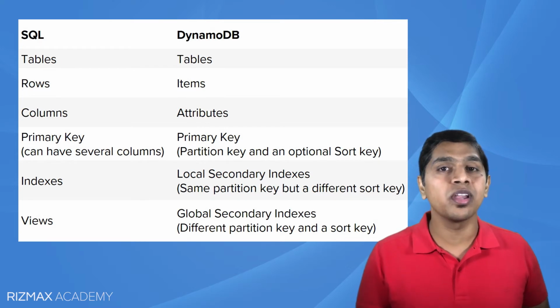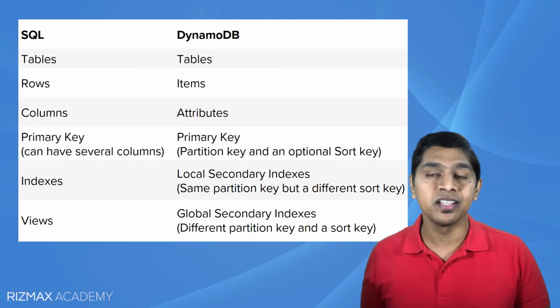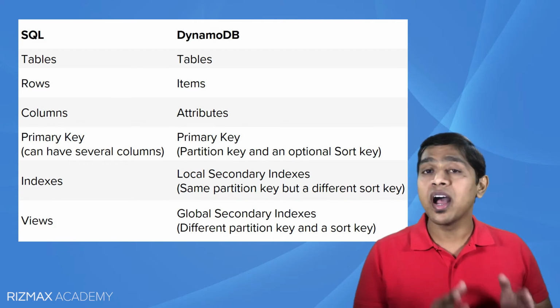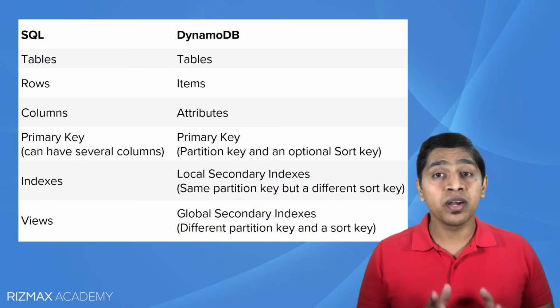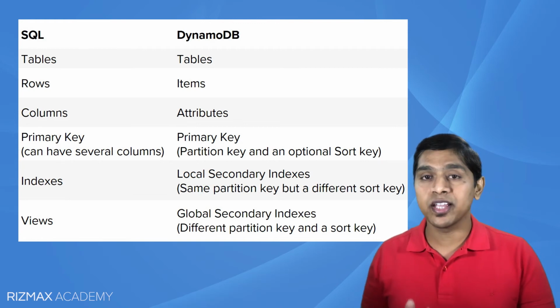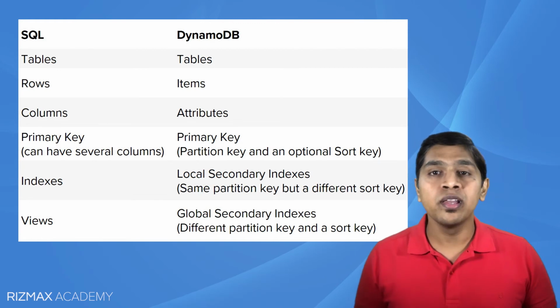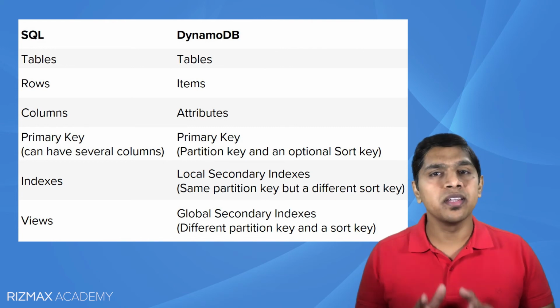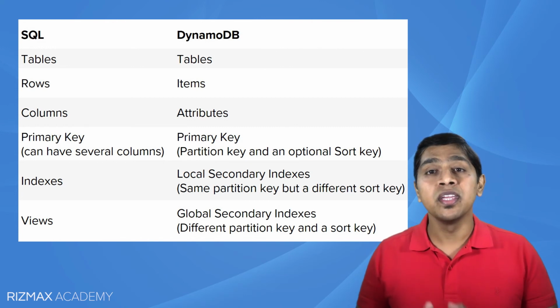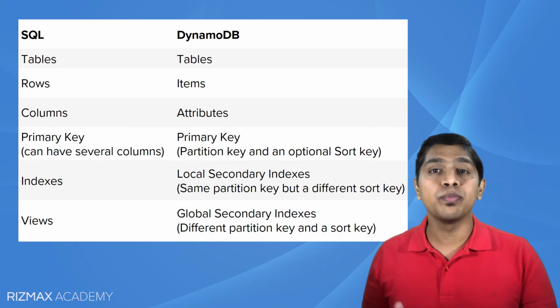Now, what are these local and global secondary indexes? Local secondary indexes are the indexes where the partition key is the same as that of the primary key, while global secondary indexes are the indexes where the partition key is different from that of the primary key.